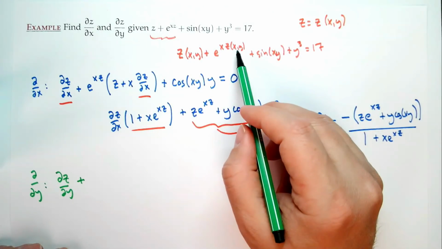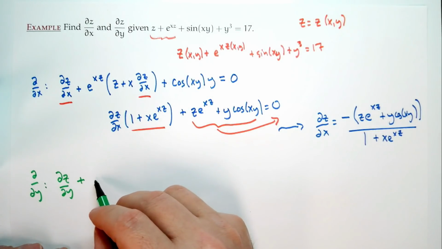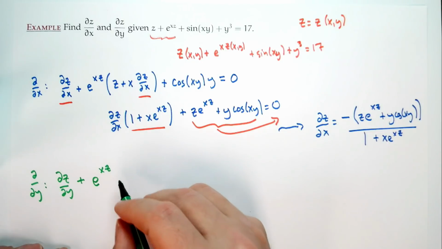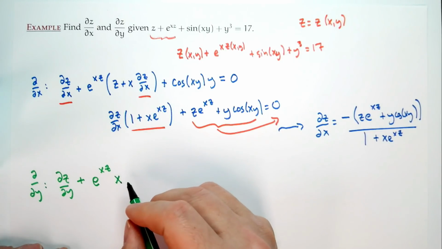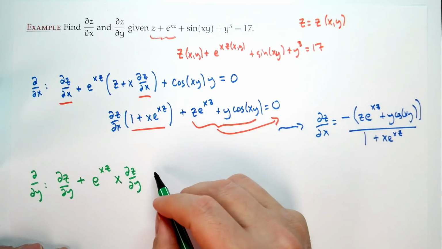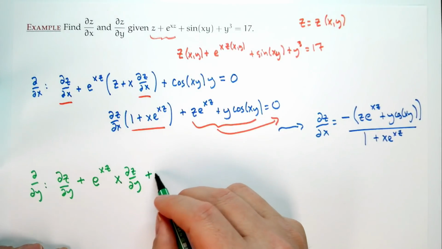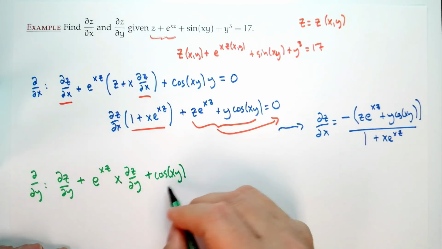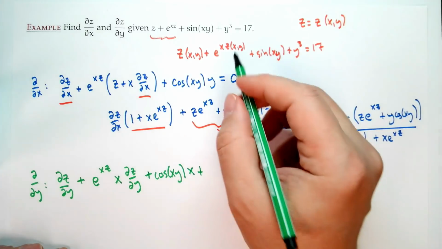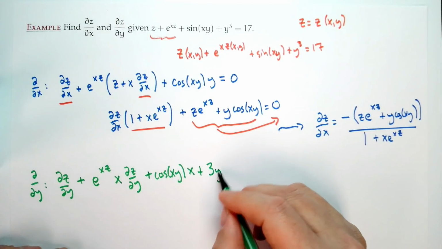Well, there is a y. It's inside the z. That's the only y. So what's that going to be? It's e to the xz times the derivative of xz. Well, x is acting as a constant, so it's going to still be there. Then partial z, partial y. Now, next term, derivative of sine of xy with respect to y. That'll be cosine of xy times the derivative of x times y with respect to y, which will be x. Last term, derivative of y cubed with respect to y, that's easy, 3y squared.